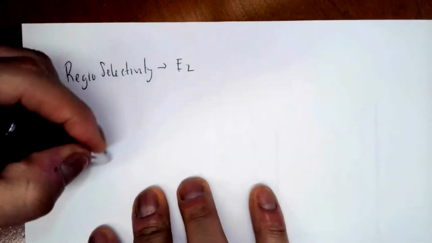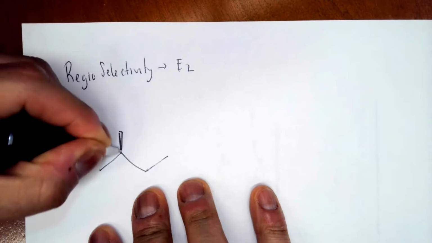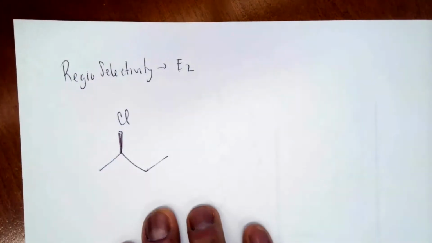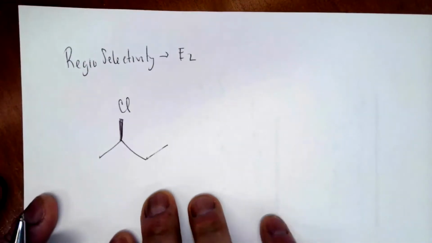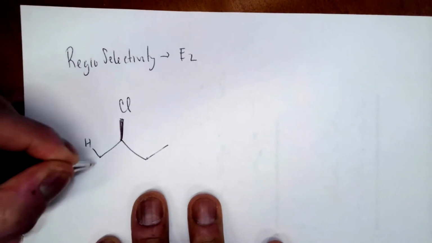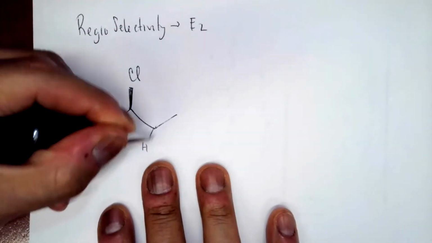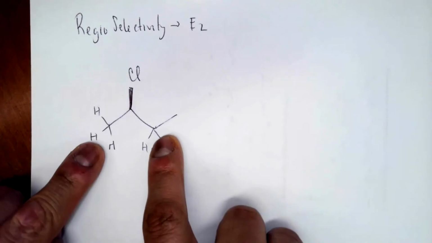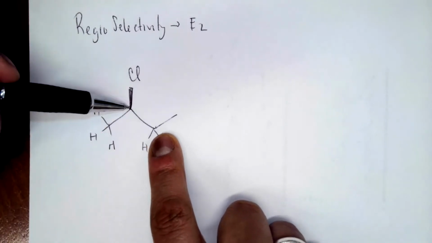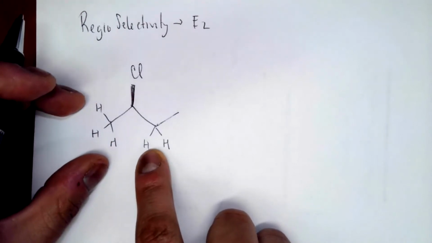Regioselectivity in the E2 reaction. Remember the mechanism: let's say here we have a chlorine, and we are doing an elimination reaction. We have to look at the beta hydrogens. What are my beta hydrogens? Here, here, here, and the other ones here and here. Those are my only beta hydrogens. This one is an alpha hydrogen, this one is a gamma hydrogen. I don't do elimination with those. I only do elimination with these five.